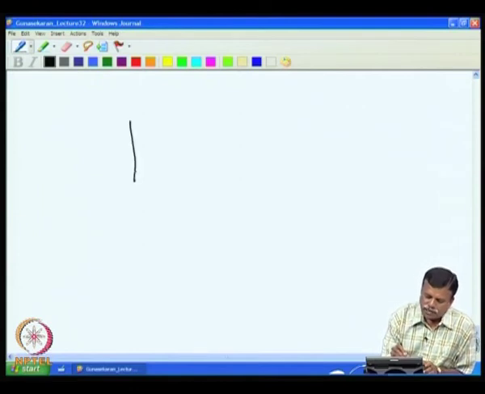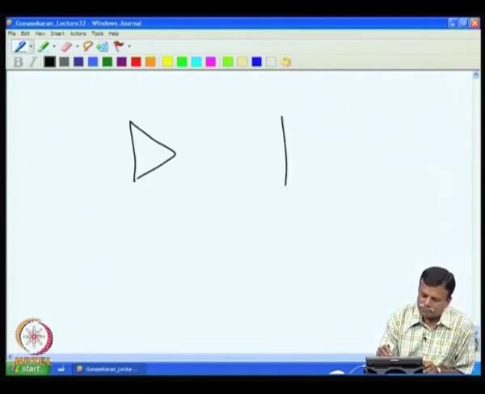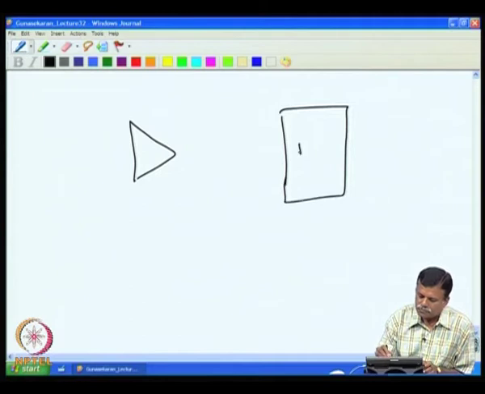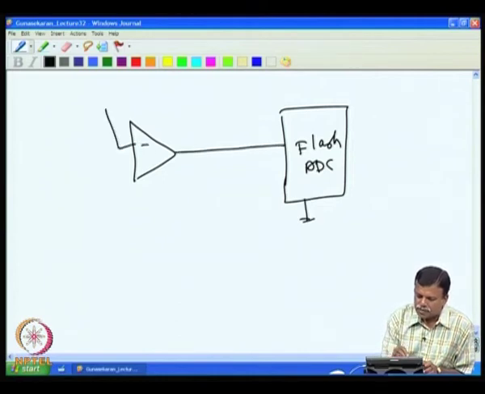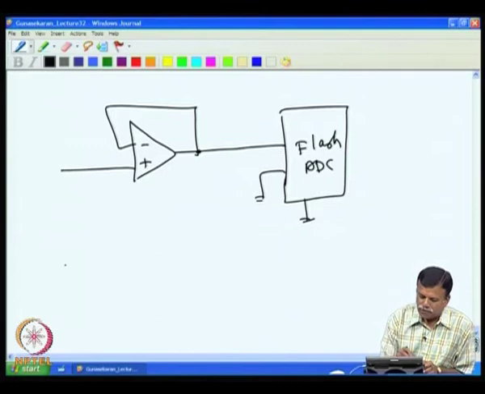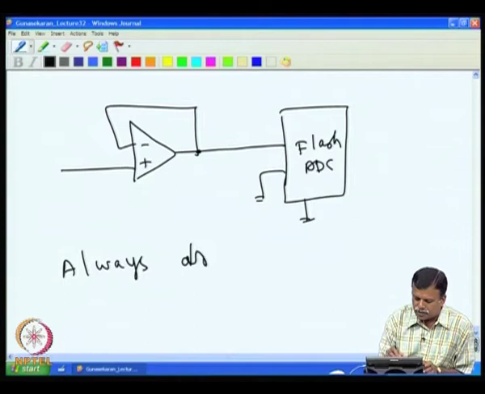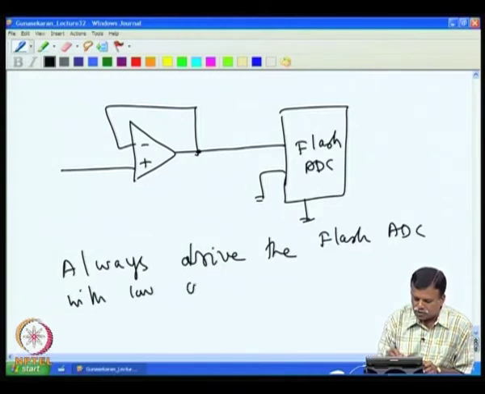That means, if I have a flash ADC, then the input I give to this one, it is essential that we have a voltage follower at the input. So, the output impedance presented by this is very low. So, always drive the flash ADC with low output resistance.